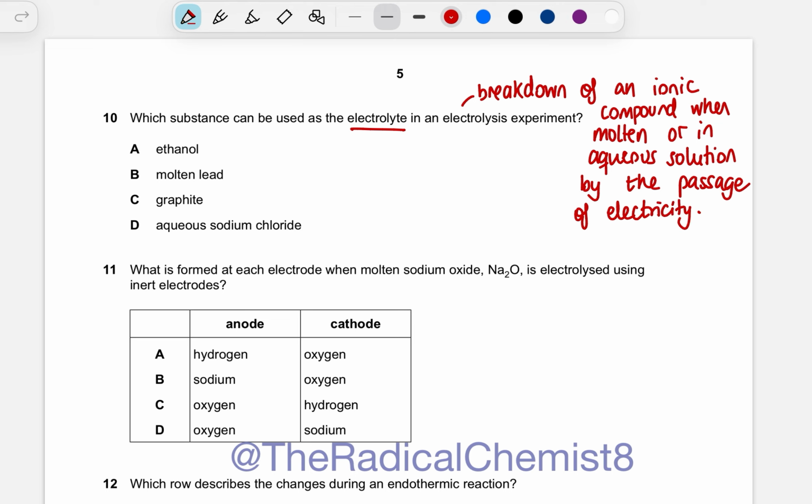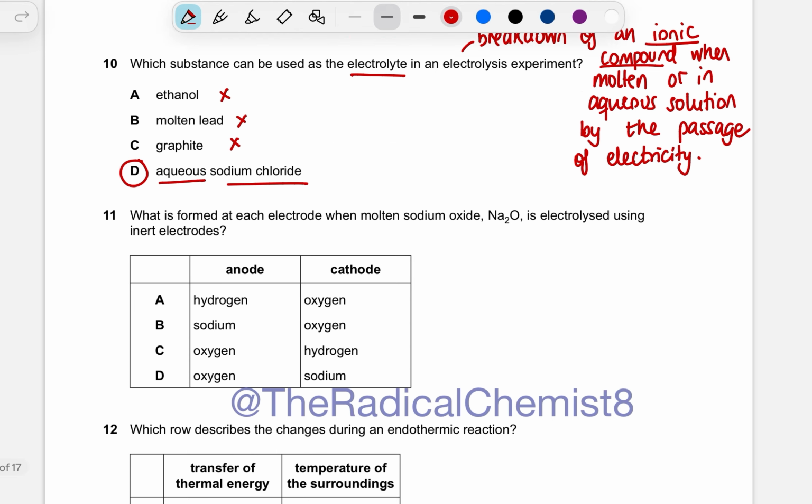So this has to be an ionic compound, which consists of a metal and a non-metal. So automatically this is wrong, this is wrong, this is wrong. So your answer is D. And this is an aqueous ionic compound.